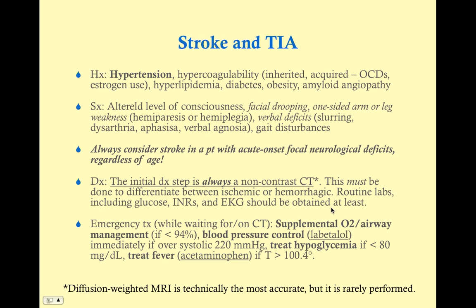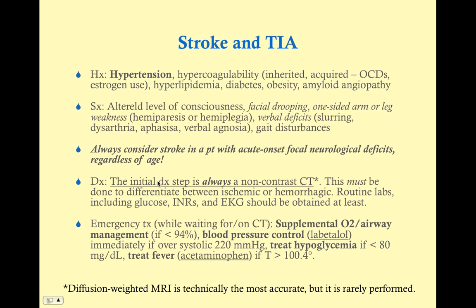Emergency treatment is going to include supplemental oxygen. Remember, just your ABCs right there. Blood pressure control. We tend to use labetalol. Of course, if we're going to do TPA, as you know if you watched the first stroke lecture, we need to get their blood pressure below systolic 180. Any patient, though, we should get their blood pressure below systolic 220. And then, as mentioned, treat hypoglycemia if their glucose is less than 80, and treat fever if they are febrile.